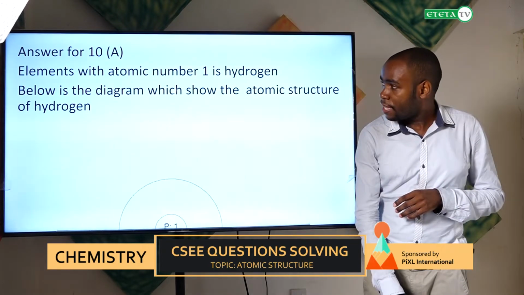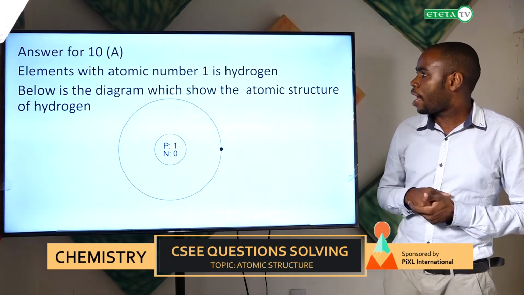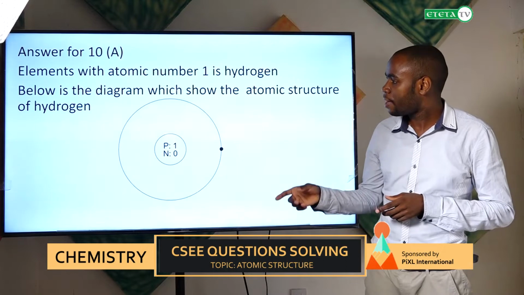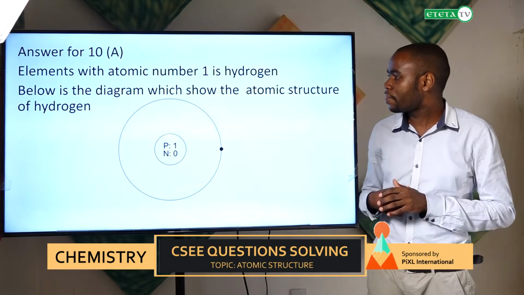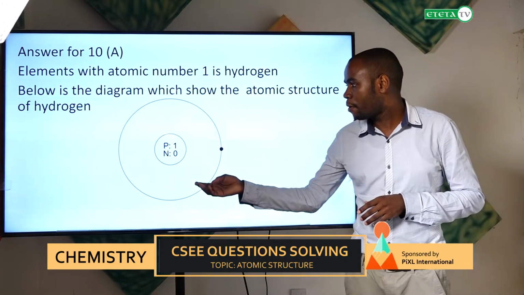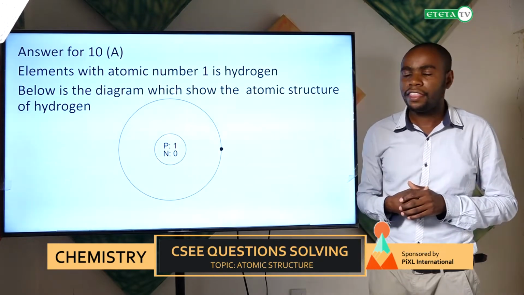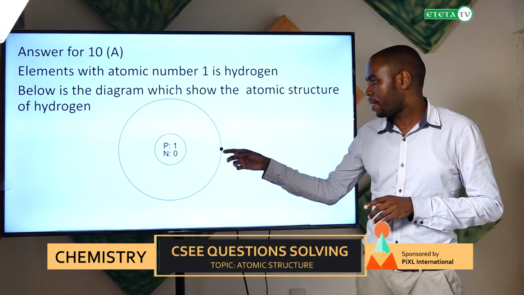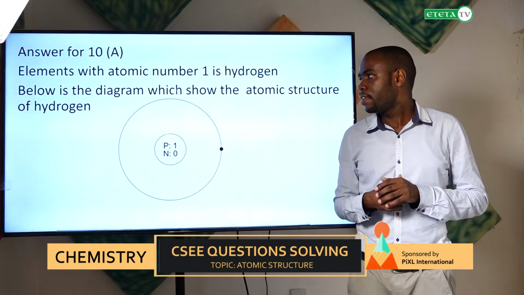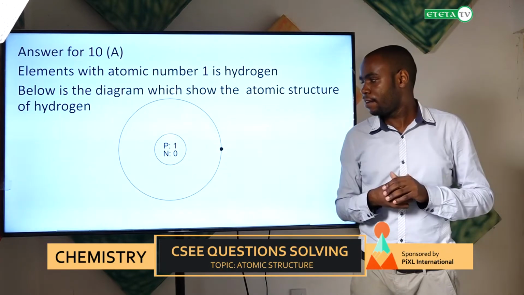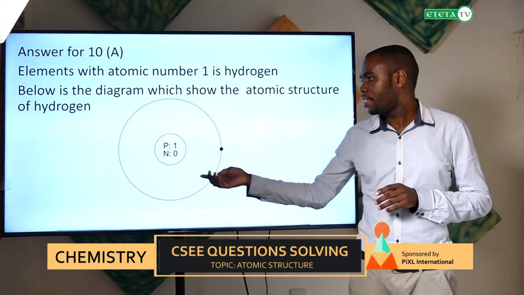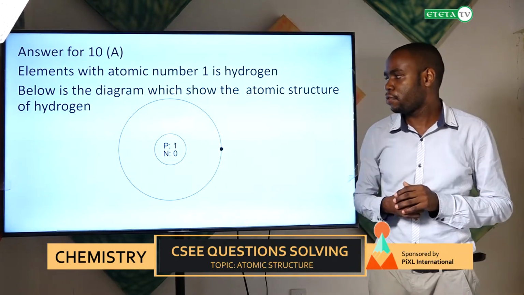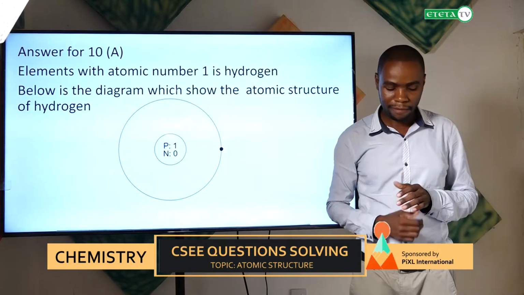So here is the diagram which shows the atomic structure of hydrogen. As you see here, we have the nucleus. Inside the nucleus, there is the number of protons which is equal to 1 and the number of neutrons which is equal to 0, and the electron is embedded here in the shell. So this is the electron, this is the number of protons which is 1, and this is the number of neutrons which is 0.